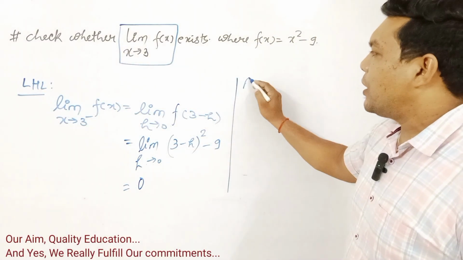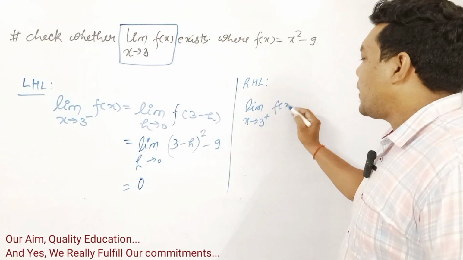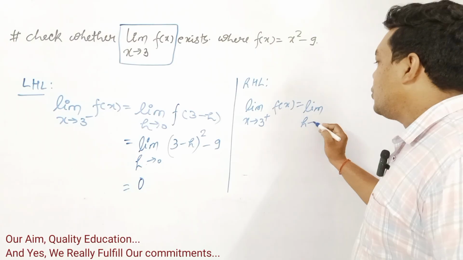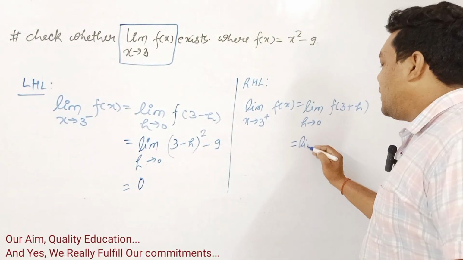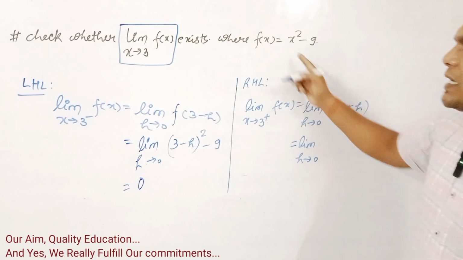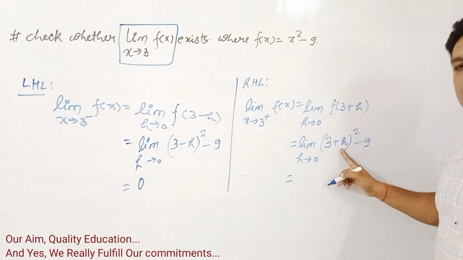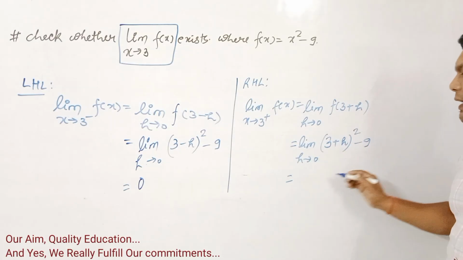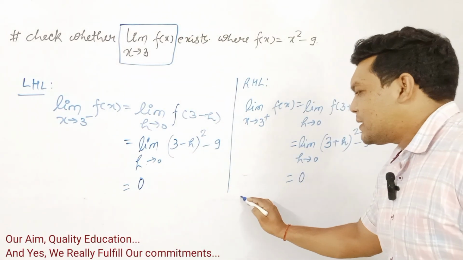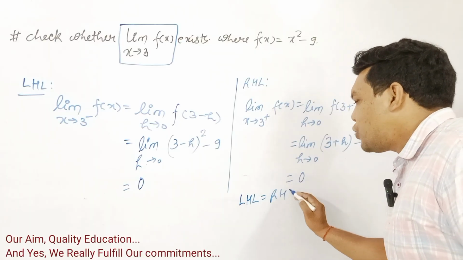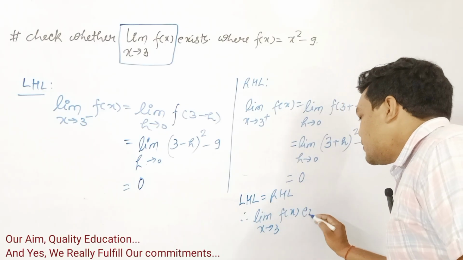Now, if you calculate RHL, what will be RHL? It is limit x tends to 3 plus of f of x, which is limit h tends to 0, f of 3 plus h. And f of 3 plus h will give you 3 plus h whole square minus 9. And we'll put h equal to 0, it is 3 plus 0, 3 square is 9, 9 minus 9 is 0. Now if you see simply mathematically, it is satisfied. LHL equals RHL. Therefore, limit x tends to 3 of f of x exists.